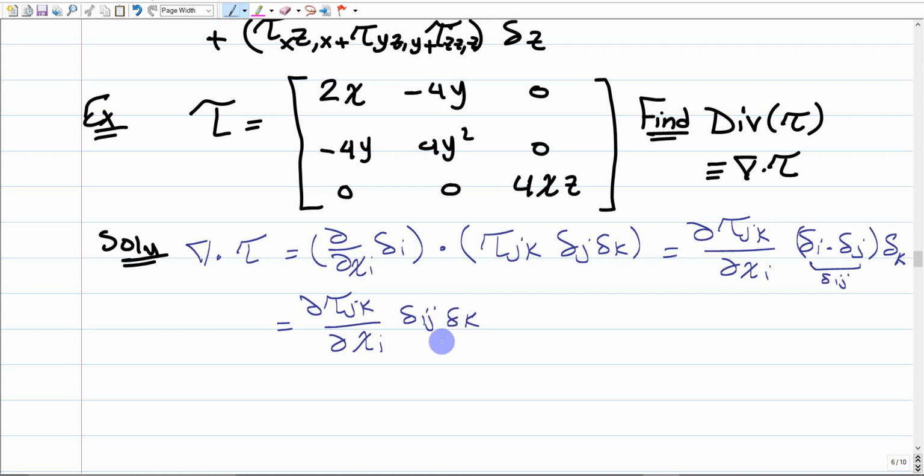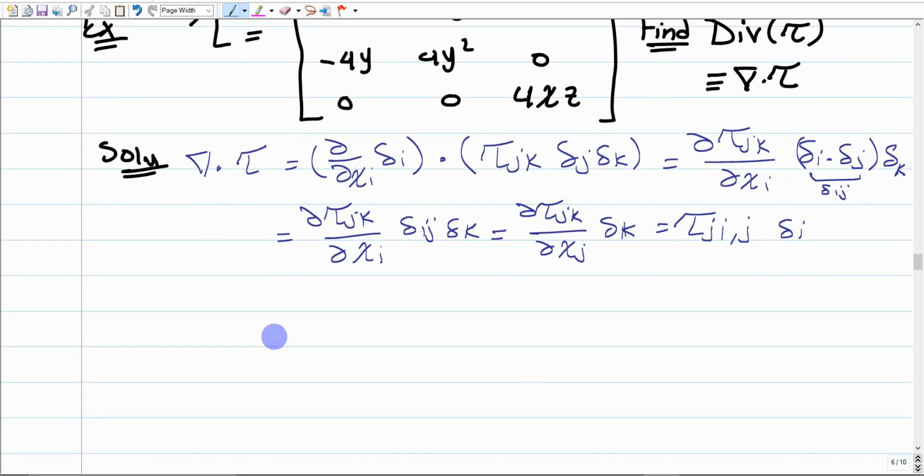If we decided to get rid of the delta ij, it means that we have to use the same index for both. Let us assume that we're going to use j index for both of them, so we're going to end up with partial tau jk by partial xj delta k, because we are using for i and j the same index. If you decided to use delta k, that is fine. If you would like to switch to another index like i, so we're going to say that we do have tau ji comma j delta i. We're just using a different index as i for the delta k, no problem.